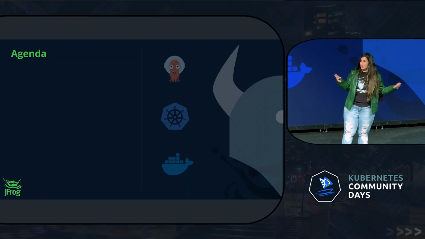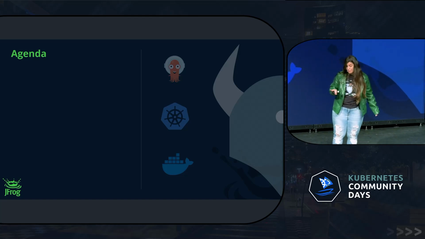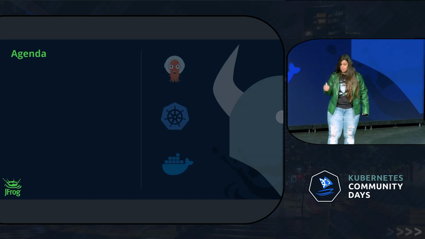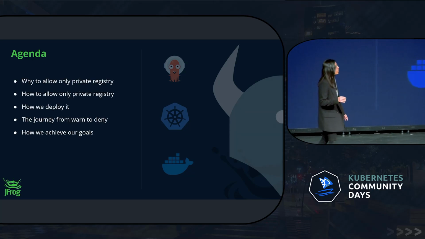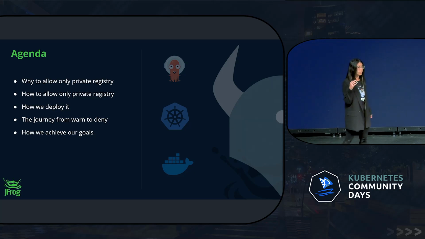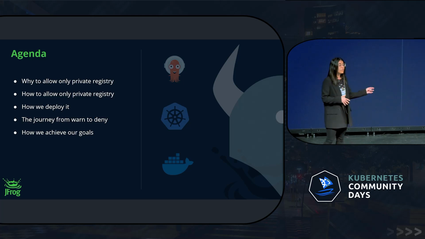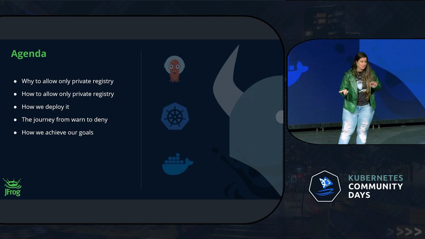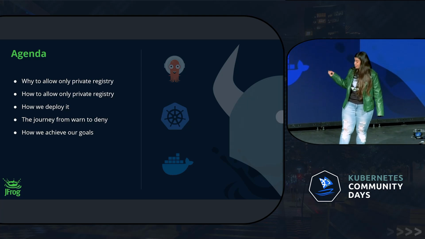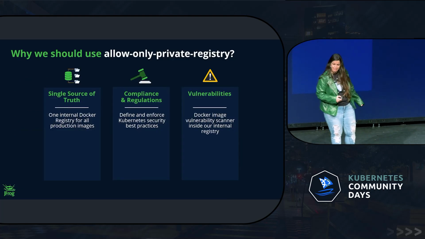All right, so we have only 10 minutes, so we'll try to cover everything, but if not, we'll just talk later on. So today we're going to cover one of the OPA Gatekeeper constraints. We will talk about why and how to allow a private Docker registry only for your Kubernetes cluster, how we deploy it using ArgoCD, and the full journey from warn to deny. Okay, cool. Thank you. There are some Easter eggs that we hid inside the presentation. Try to catch them all. Let's see if you will find them.